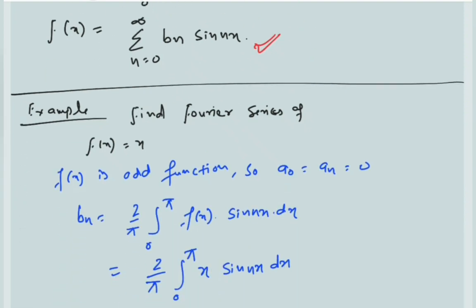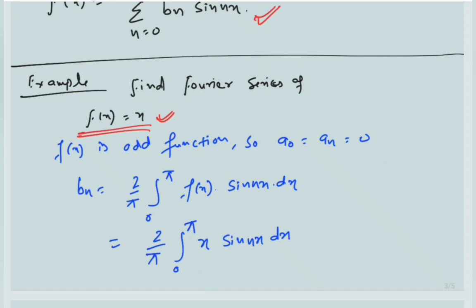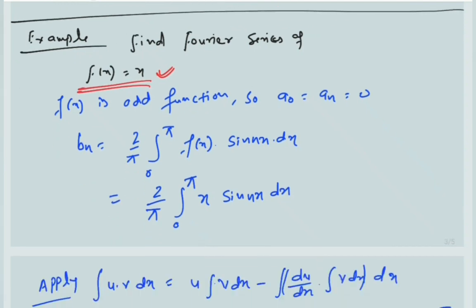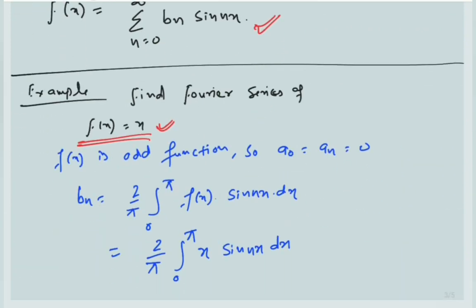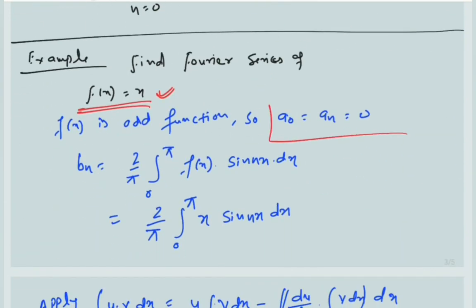Now here we take an example. Find the Fourier series of f(x) is equal to x. This is a very simple example of a Fourier series. So f(x) is equal to x. f(x) is an odd function, because if you put f of minus x, you will get minus of f(x). So f(x) is an odd function. If f(x) is an odd function, you see here a naught and a n will be 0. So the constants a naught and a n both will be 0.